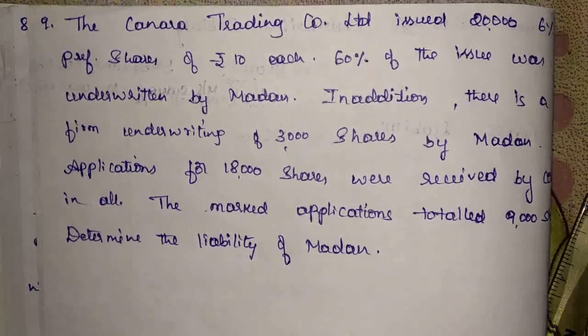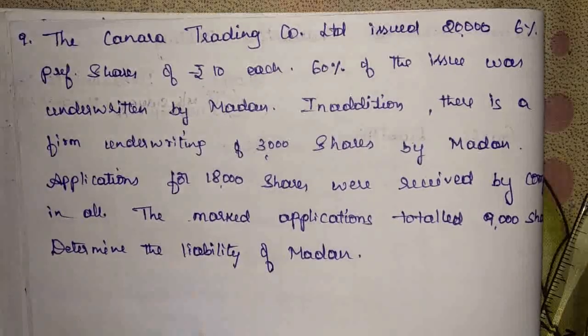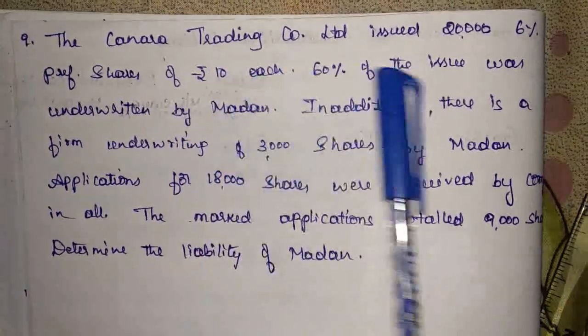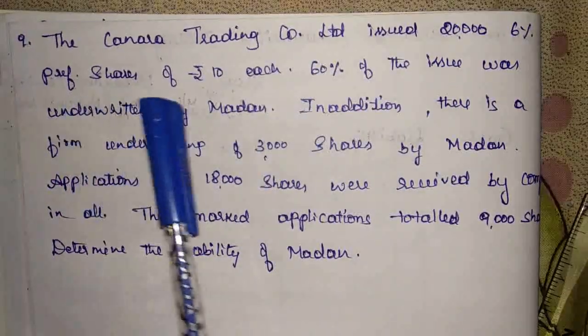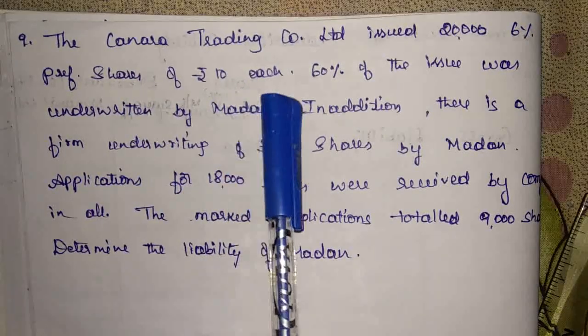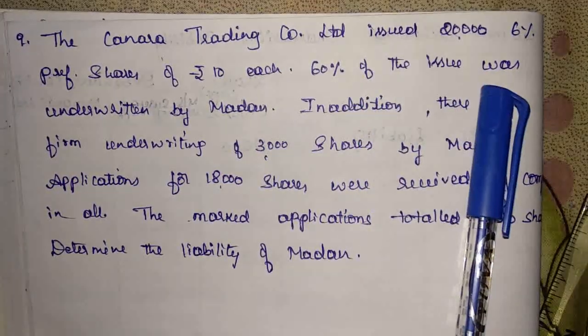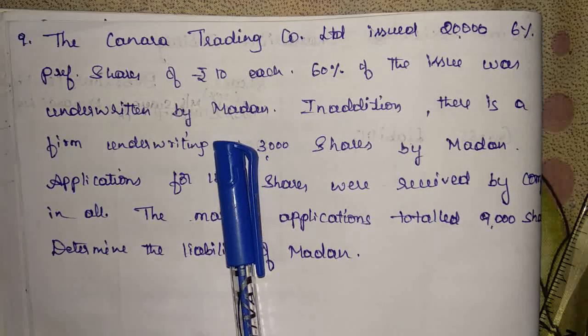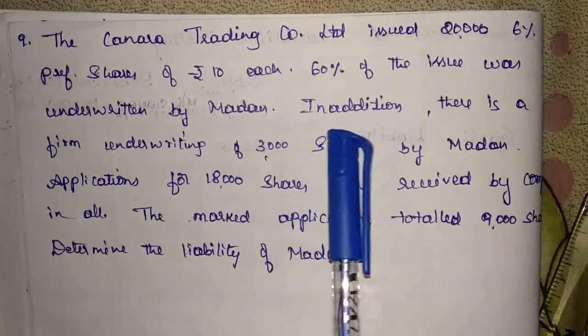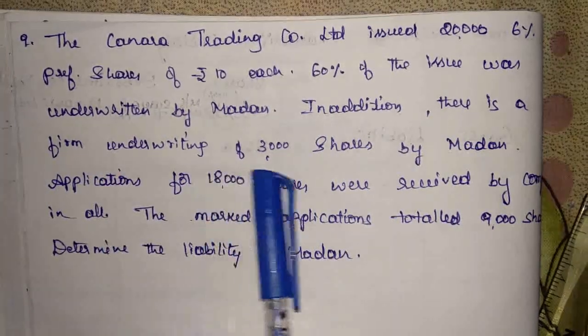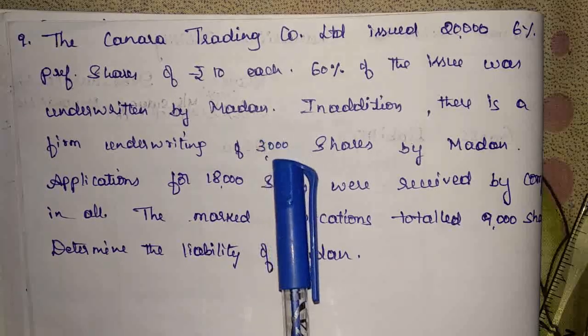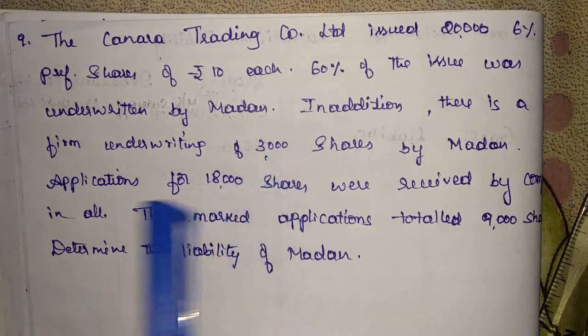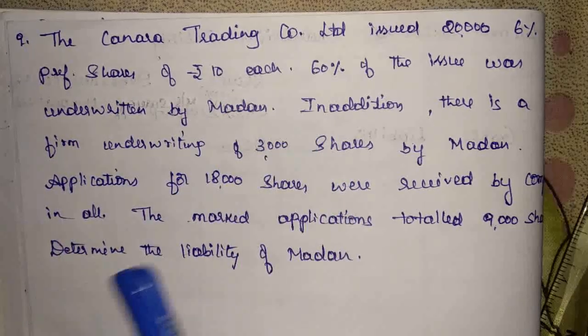Now let us see problem number 9 from the question bank. The Canara Trading Company Limited issued 20,000 6% preference shares of 10 each. 60% of the issue was underwritten by Madan. So this is partial underwriting. In addition, there is a firm underwriting, so we need to add this firm underwriting to the normal liability.